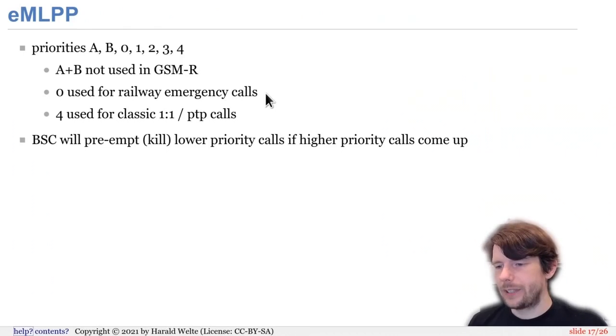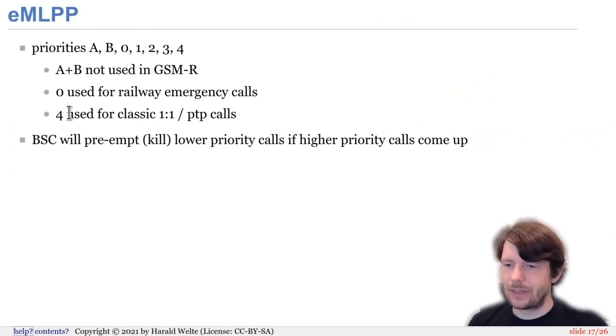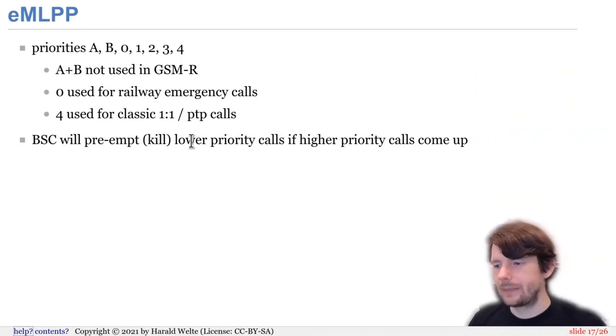So there are two types of railway emergency calls. One is related to normal train operation, and the other one is related to shunting, or in German, rangieren. And then 4 is used for classic one-to-one point-to-point calls, and then other services or calls can be used anywhere in between. I think 2 and 3 are used a lot for group calls, if I remember the specs correctly. And in case of overload, the BSC will preempt, basically kill any lower priority calls, so it can create capacity for higher priority calls that may come up.